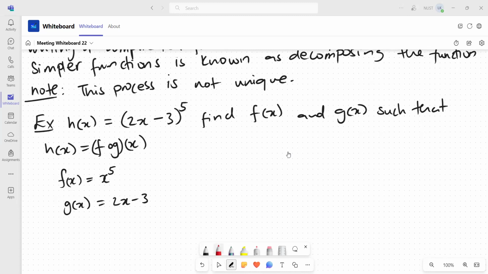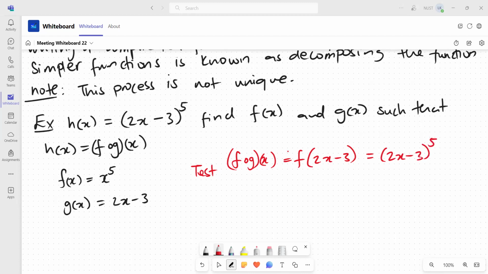Okay, so of course you can test this out. You can test and see if I work out f of g of x, is it going to give me this? So this means f of 2x minus 3, and what does f do? It raises it to the power of 5. That means wherever I have x, I'm going to replace that with 2x minus 3. So this is 2x minus 3 to the power of 5.